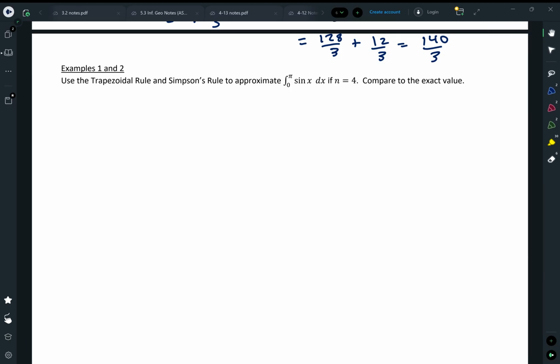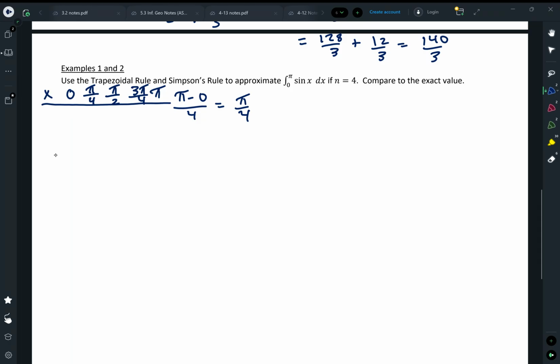So we want to do the same thing again. We're going to practice one more time with trapezoidal and Simpson's rule. This time we're looking at the integral from 0 to pi of sine x when n equals 4. So if I'm looking for my interval width, I would use pi minus 0 over 4, which is pi over 4. So then for my table, I would make that start at 0, then pi over 4, pi over 2, 3 pi over 4, and then pi.